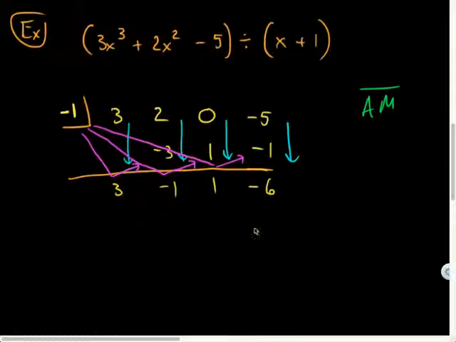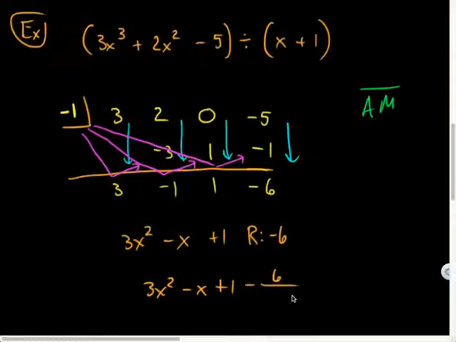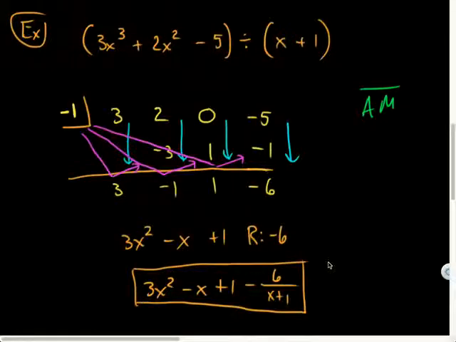So let's translate this to an answer, polynomial style. So my remainder is negative 6. Then I have got plus 1 as my constant. I've got negative 1x, or just minus x as my linear term. And positive 3x squared will be my quadratic term. So I could write this as 3x squared minus x plus 1 minus 6 over what? 6 over x plus 1. Well done.